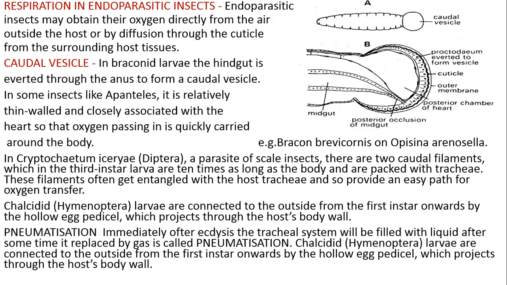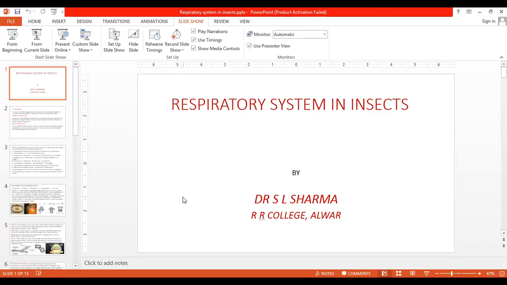Chalcidid Hymenoptera larvae are connected to the outside from the first instar onwards by the hollow egg pedicel, which projects through the host's body wall. This is all about the respiration in aquatic insects.